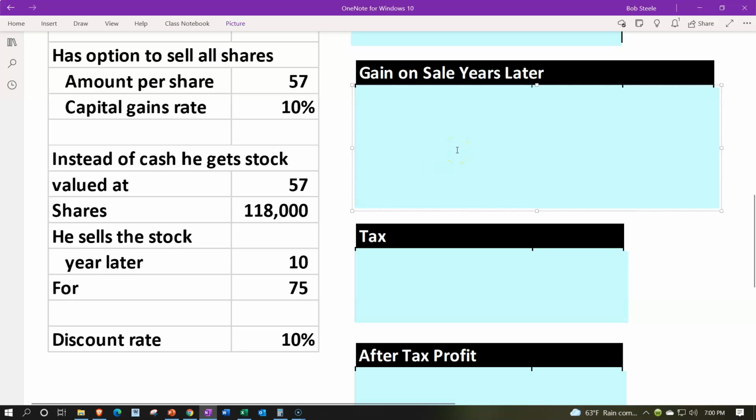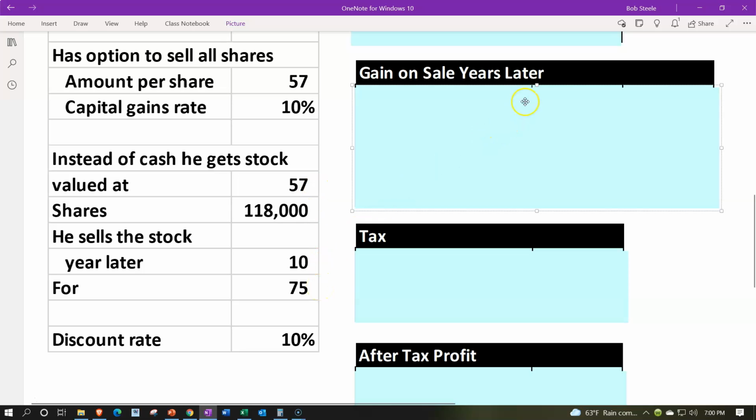How would that look? Well, we're going to say then he got stock for it. We're going to say the same number of shares, 118,000, valued at the $57 at the point in time the sale was made instead of cash. Then he held on to the stock of another company, right? Not his company, but another company stock valued at the same amount. And then 10 years later, he's going to sell it for $75. So the value went up from 57 to 75.